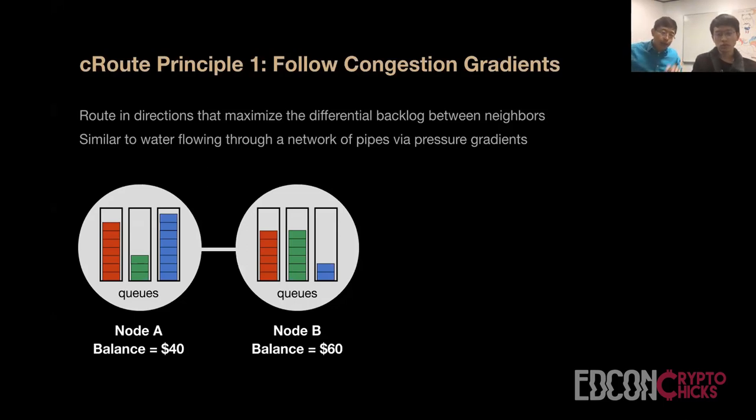So if the link is very heavily imbalanced like this, we're probably not going to choose to relay any more payment in that direction if we don't have to. In fact, we'll try to route payment in this direction to rebalance the link, so that these links become more or less balanced. So overall, we proposed something called CRoute with this kind of intuition.